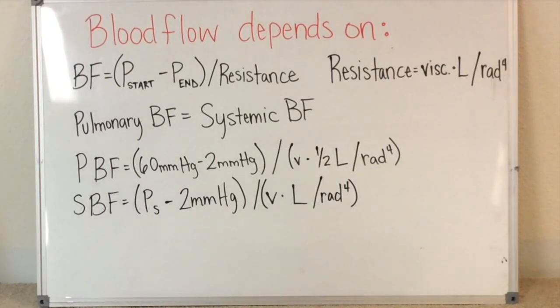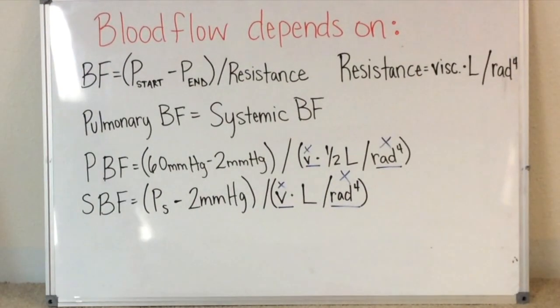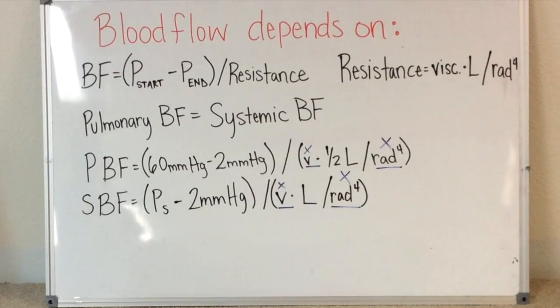Now let's assume that the radii and the blood viscosity are equal in both systems. In most cases, the radii will not be equal, but for the simplicity of this, let's say that they are equal. And if they're equal, they're not going to impact the difference between the blood flow of the pulmonary system or the blood flow of the systemic system because they're the same in both systems. We also see that atrial pressure is equal in both systems.